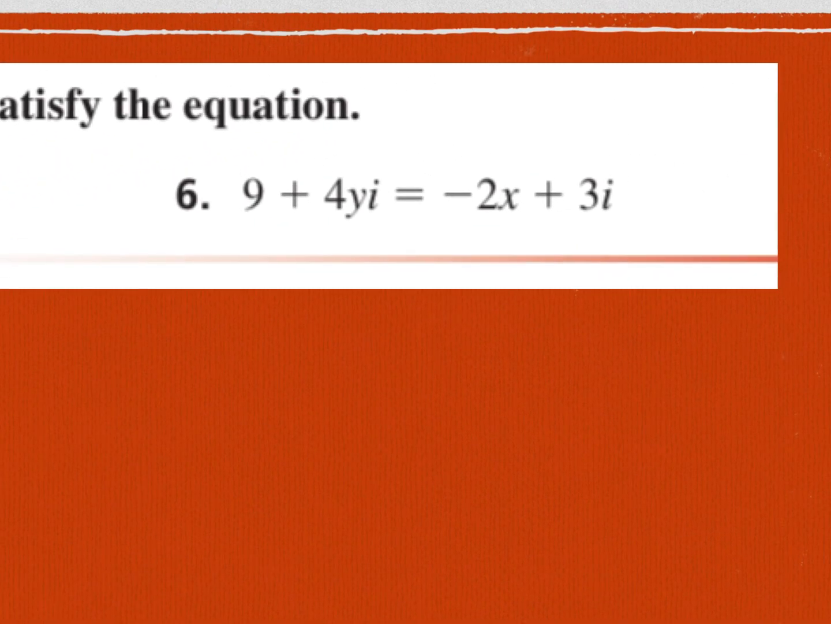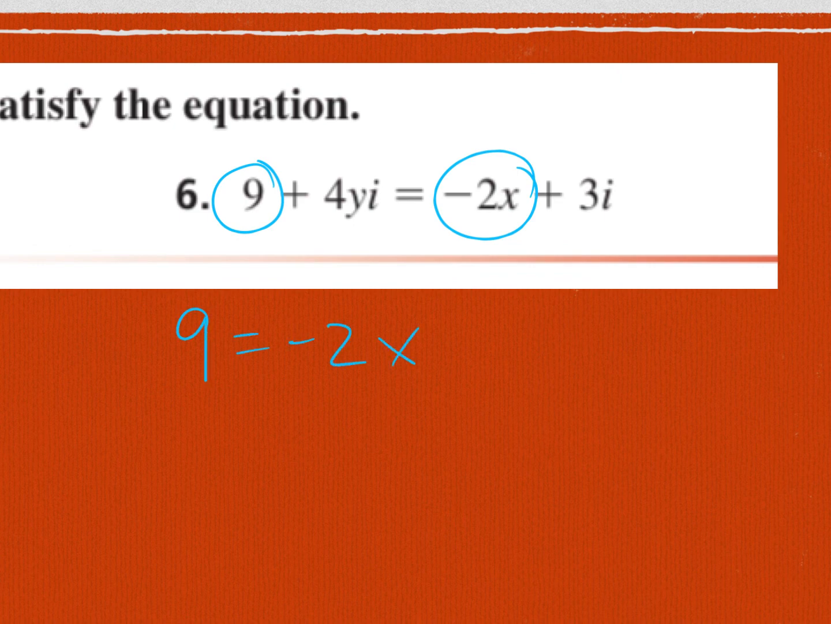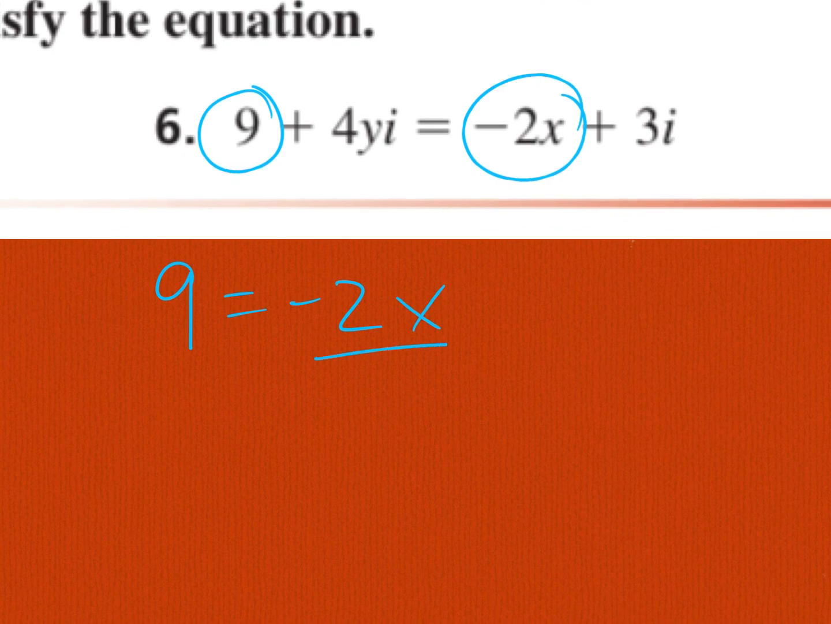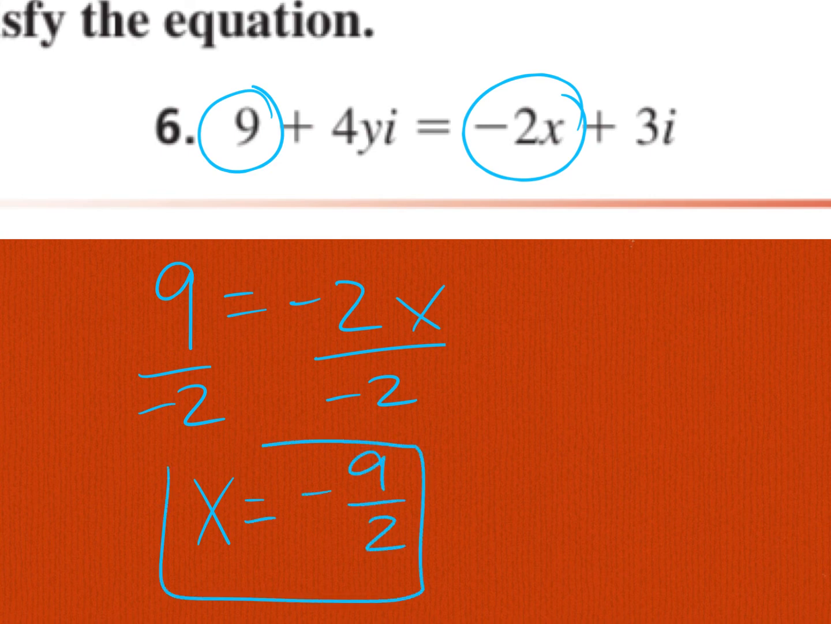All right, let's look at number 6. What are my real parts? 9 and negative 2x. So I'd say 9 is equal to negative 2x. Now how can I solve for x? Divide by negative 2 on both sides. So what does x equal? Negative 9 over 2. We can just leave it like that.